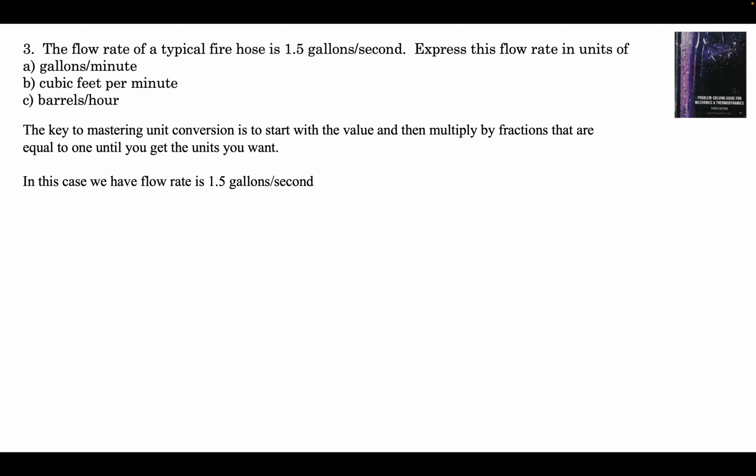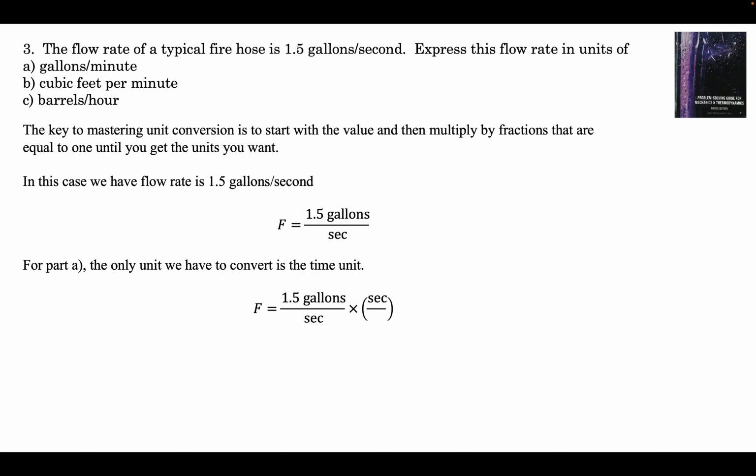So we start off with 1.5 gallons per second. We want to get gallons per minute, so it's only the time unit. We have to go from seconds to minutes. The seconds are in the denominator of the value, gallons per second, so we put seconds in the top so they'll cancel. And we want minutes. Now we have to make that fraction equal to 1 because we don't want to change the value of the flow rate. There are 60 seconds in a minute.